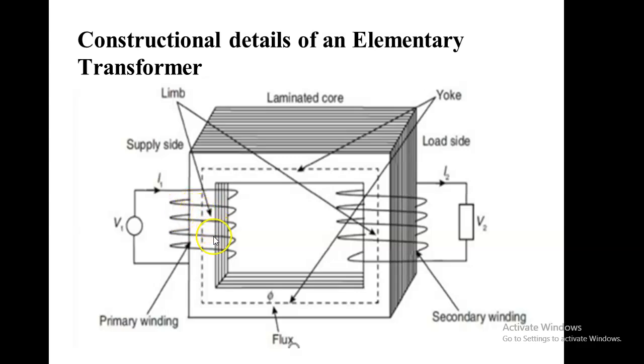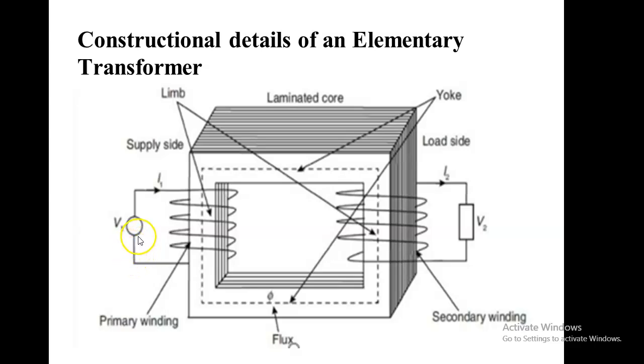It is a highly inductive coil which is supplied with the AC voltage source, and on the other limb there is the secondary winding, which is also a highly inductive coil, which supplies the load. So the AC supply and AC electrical load are connected to the respective primary and secondary winding of the transformer. Here we will revise the operating principle of a transformer.